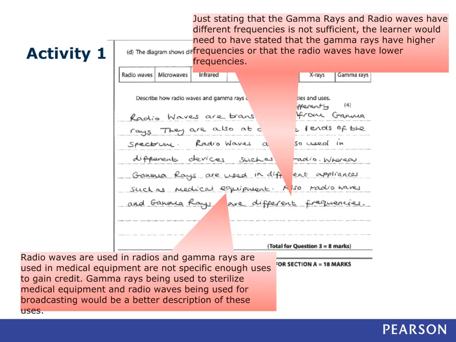Whilst the learner has made several attempts to answer the question, the uses given for radio and gamma rays were too vague. Learners should be encouraged to be more scientifically specific with their responses to questions. Simply stating that radio waves are used in radio is not specific enough. Similarly, simply stating that gamma rays are used in medical equipment is just too vague. In the same manner, the learner has stated that the frequencies of radio waves and gamma rays are different, but they have not stated in which way they are different.